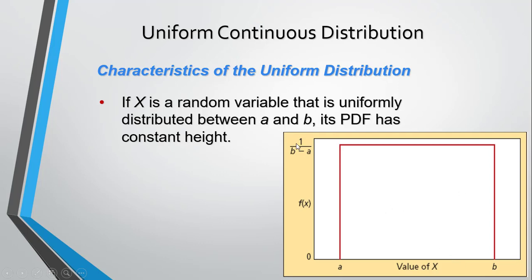Now, why is the height 1 over (B minus A)? You may wonder. It's because the whole area is 1. The whole area is 1. And how do you get the area of a rectangle?